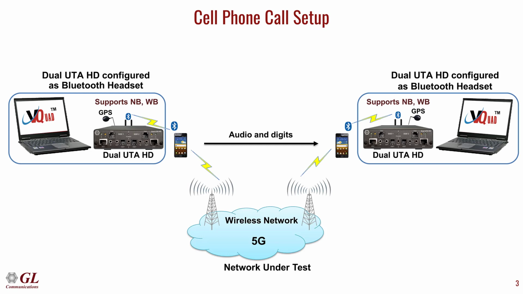In this demonstration, two cell phones will communicate over a 5G network. The cell phones are controlled by the Dual Utah HD via Bluetooth connections. The Dual Utah HD is controlled from a Windows 10 PC running the V-Quad software. This software allows the user to make and accept phone calls and transfer audio and digits. In order to conduct the one-way delay measurement, each Dual Utah HD is equipped with a GPS receiver. GPS is used to synchronize the send and receive audio pipes, and therefore calculate the one-way delay with millisecond accuracy.